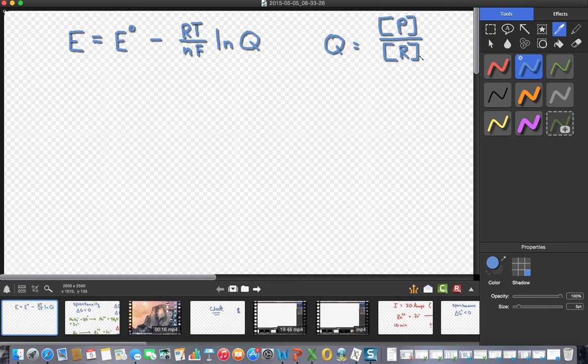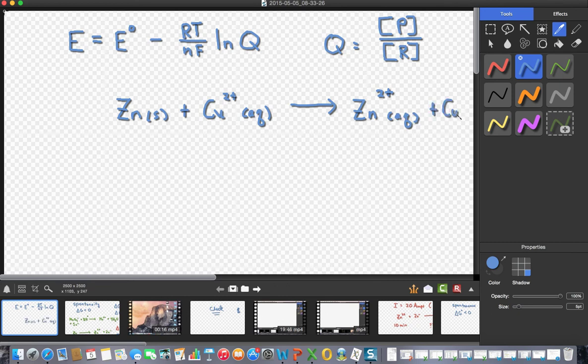Remember, and let's just look at the simple system of zinc metal plus Cu 2 plus ion that is converted to zinc 2 plus ion plus copper metal.